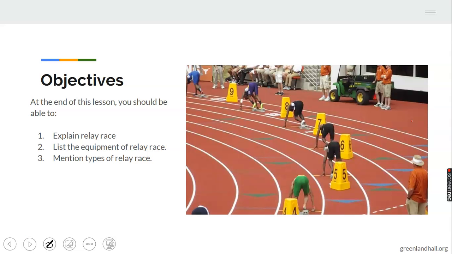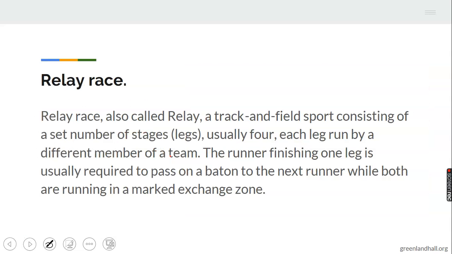At the end of this lesson, you should be able to explain relay race in your own words, list the equipment of relay race, and mention types of relay race that we have. Okay, what is relay race? Relay race, also called relay. You can call it relay race, you can call it relay.